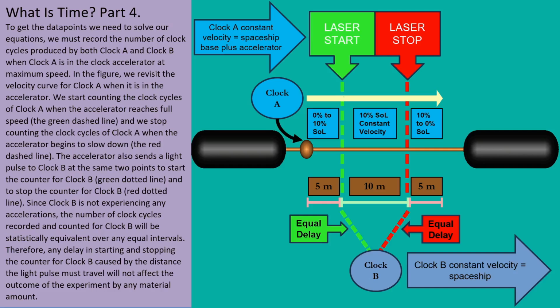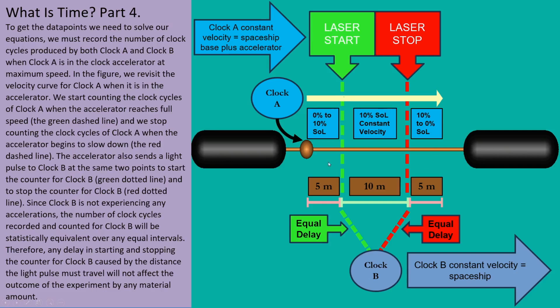The accelerator also sends a light pulse to clock B at the same 2 points to start the counter for clock B and to stop the counter for clock B. Since clock B is not experiencing any accelerations, the number of clock cycles recorded and counted for clock B will be statistically equivalent over any equal intervals. Therefore, any delay in starting and stopping the counter for clock B caused by the distance the light pulse must travel will not affect the outcome of the experiment by any material amount.